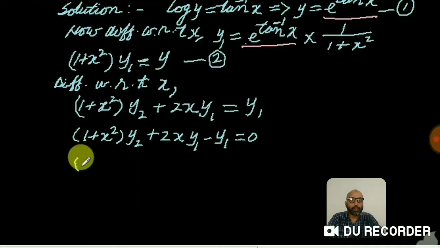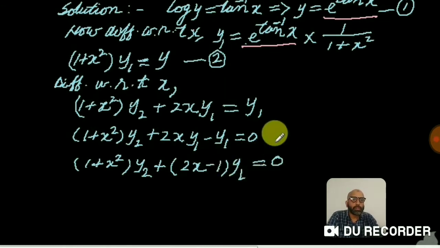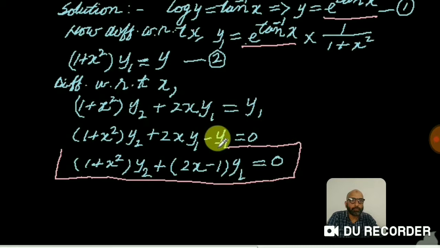Now we get (1 plus x square) y2, and taking y1 out of these two terms common, we get (2x minus 1) y1 is equal to 0, and this is the condition to be proved. So we have proved the required condition.